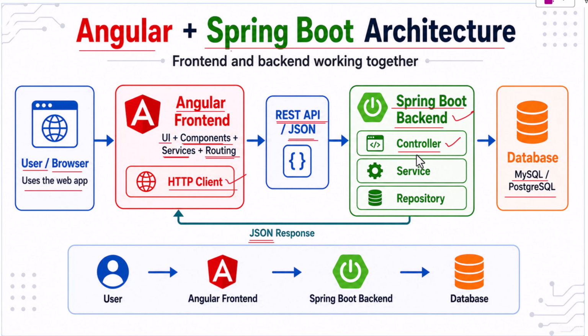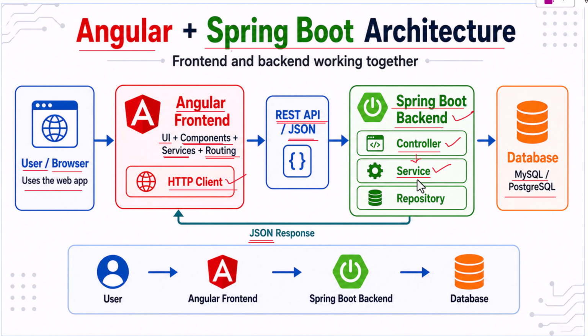After the controller, the request goes to the service layer. The service layer contains the business logic of the application. This is where important rules are applied. For example, checking whether a user is valid, calculating order totals, applying discounts, checking stock availability, or validating business conditions. The service layer keeps the application logic clean and organized.